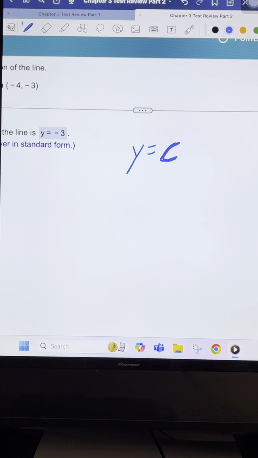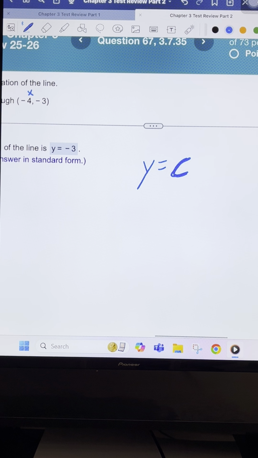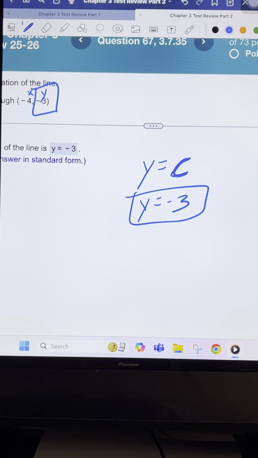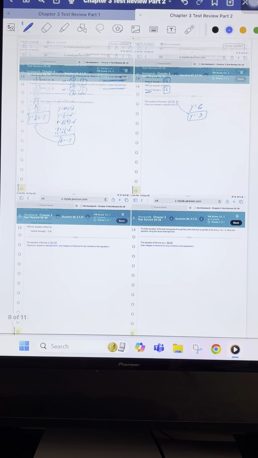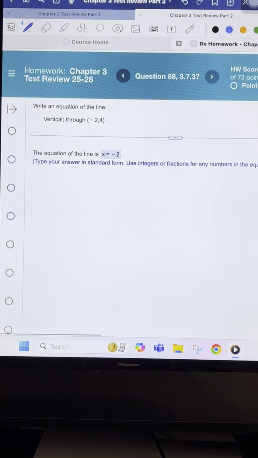Horizontal lines are y equals c. And my c is a number. Which number is that? The y coordinate. So which one's my x and my y? Negative 3. So my y is just negative 3. That's it.